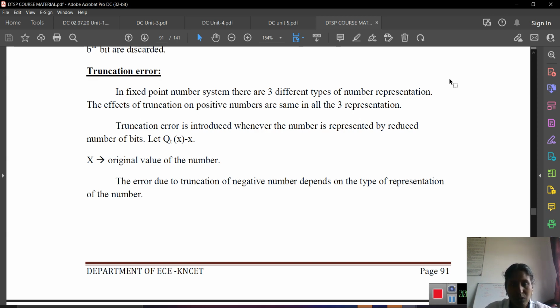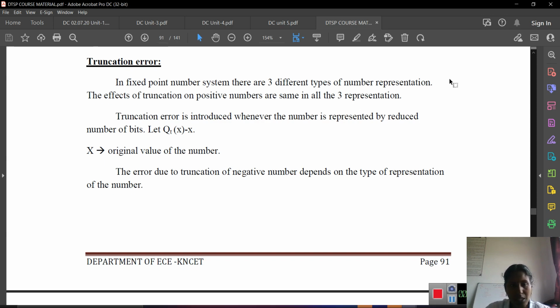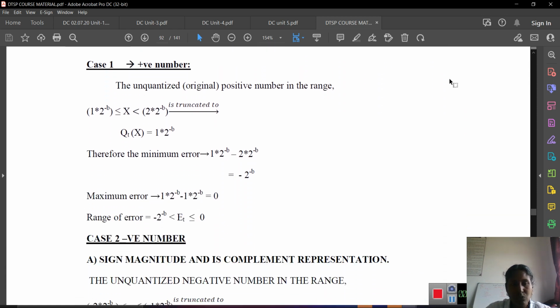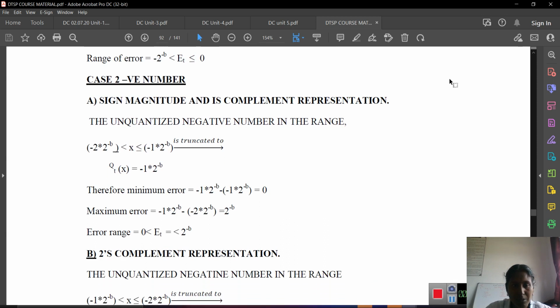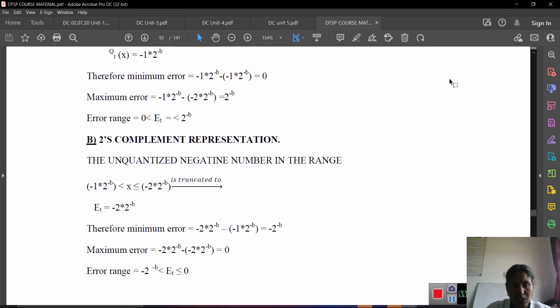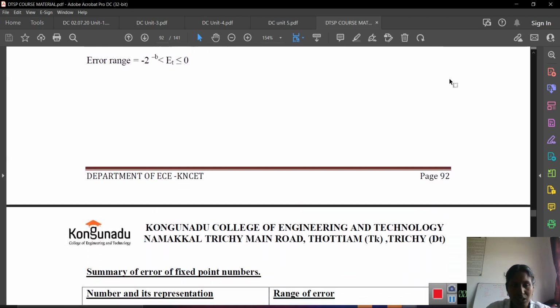Here x is equal to the original value of the number, so the error is Q of x minus x. At that time we have to calculate the truncation. The error due to truncation of negative numbers depends on the type of representation of the number. In case 1, the positive number, the unquantized positive number is in the range, and the error is 1 times 2 power minus b. Case 2 is the negative number, where the error is minus 1 times 2 power minus b. Then the error range calculation. Then for the 2's complement representation, the minimum and maximum error and the error range are also available. This is the second calculation.